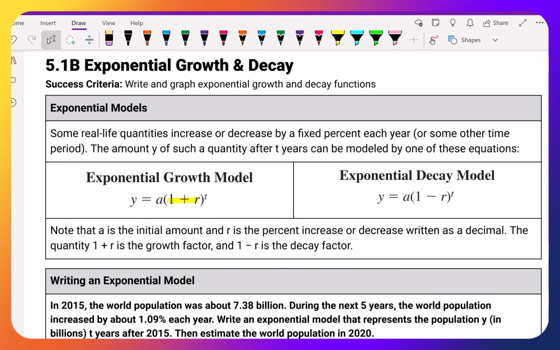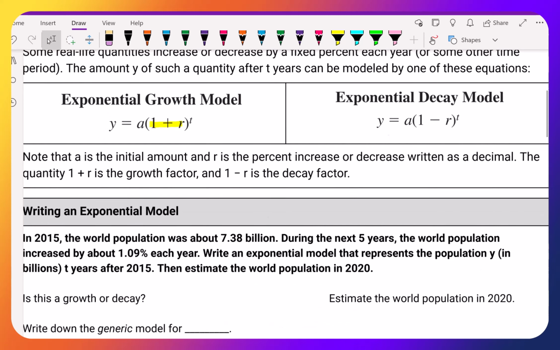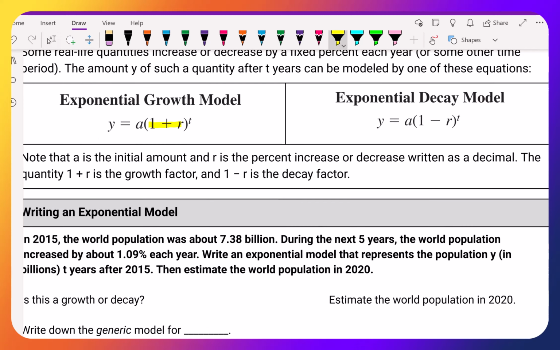Hello everyone, this is the second part of lesson 5.1 on exponential growth and decay. As you can see, we're going to use the same growth model and decay model as we did earlier. The only difference between these two is that your base is going to be greater than 1 when you're going to grow, and it will be less than 1 when it's a decay.